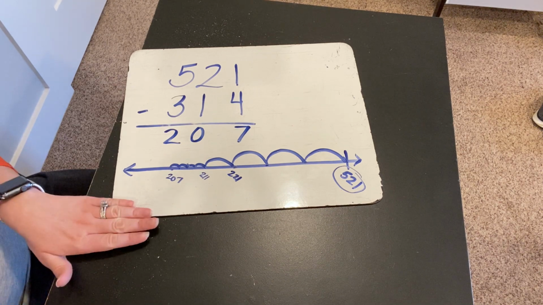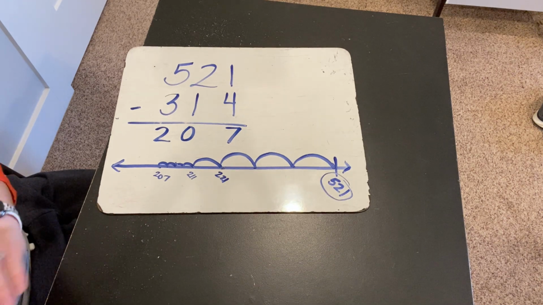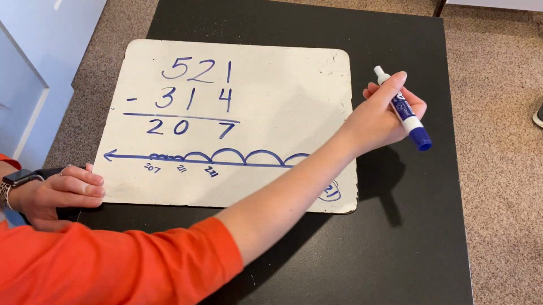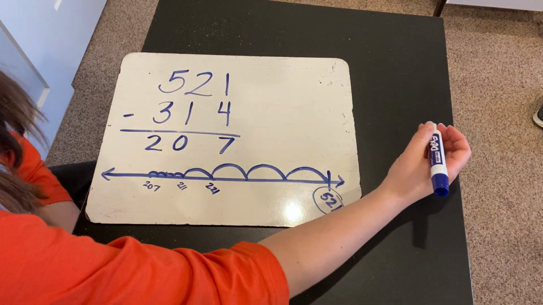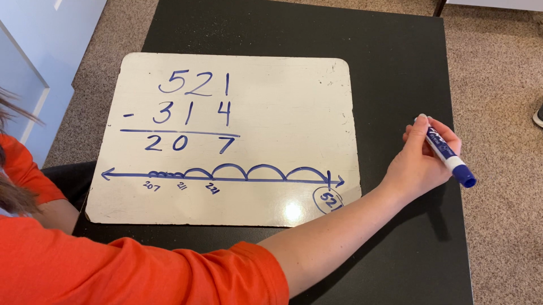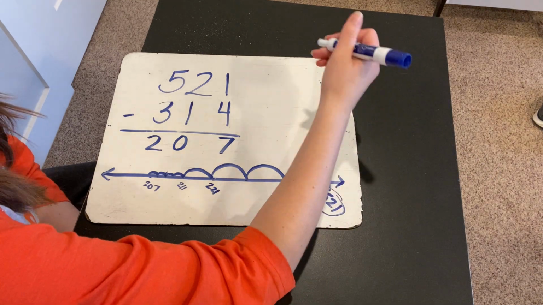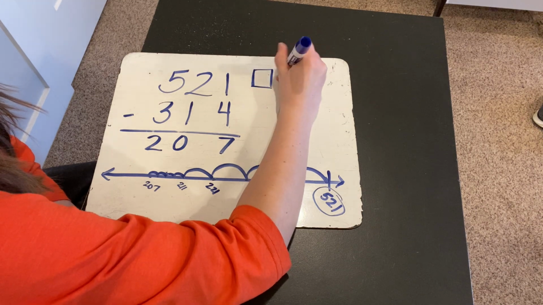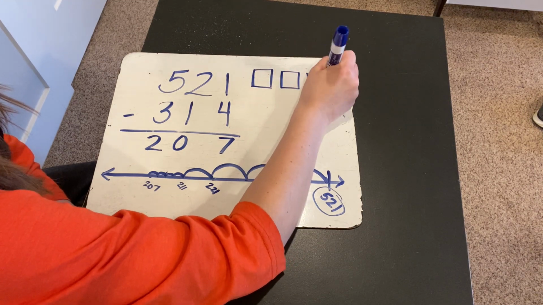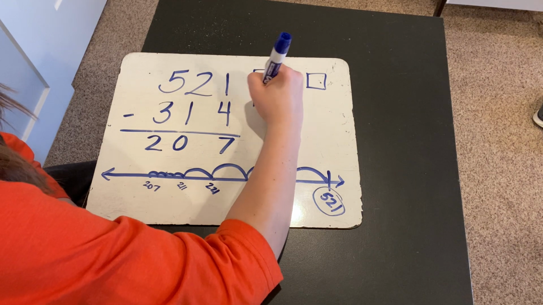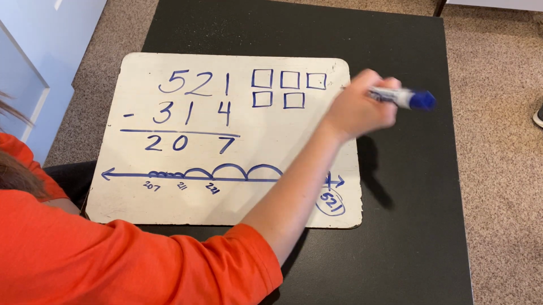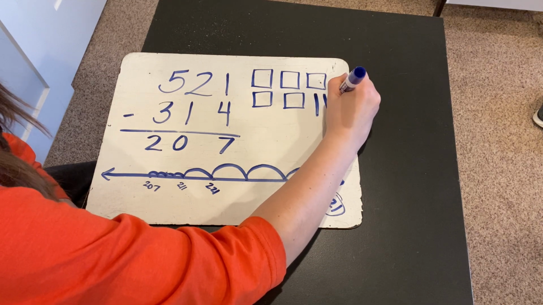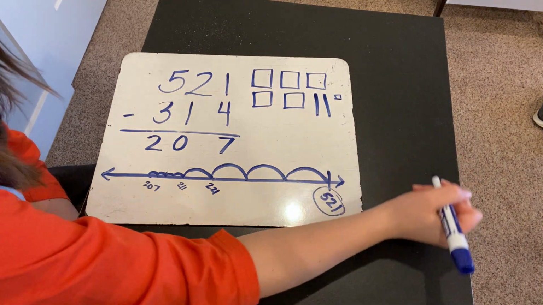Now let's try this using expanded form, or no, you know what, not expanded form. Let's do a base 10 block model this time. I'm showing you different strategies that you can use to solve these problems. All right, so 521. We need to draw it out. 100, 200, 300, 400, 500, and then 21. 10, 20, and there's your 21.